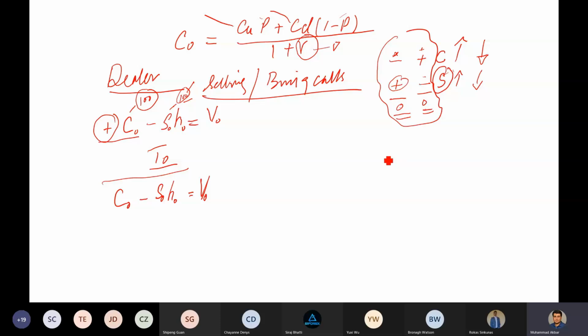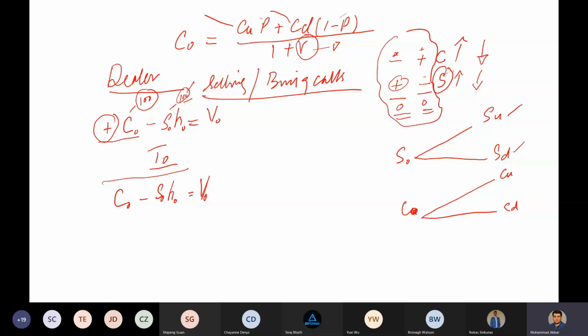Okay, and we know from our discussion earlier that the stock price can go up to SU and it can go down to SD. Similarly, the call price will follow the same pattern, and it will go up to CU or CD in line with the movement in the stock.